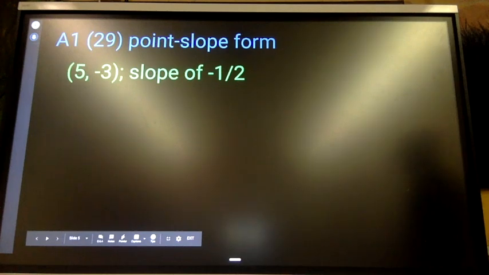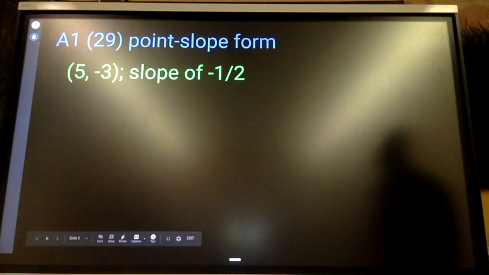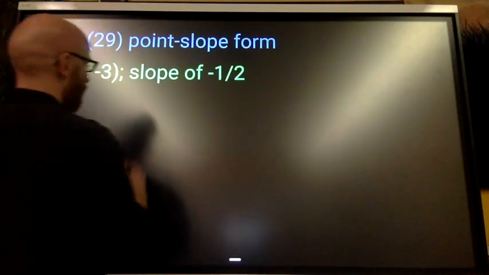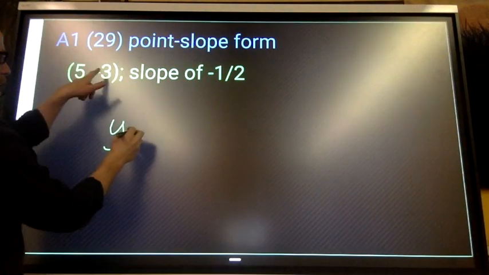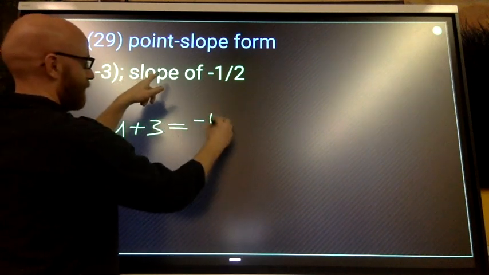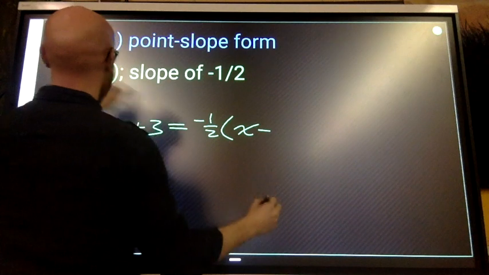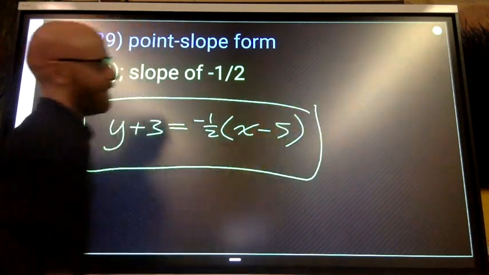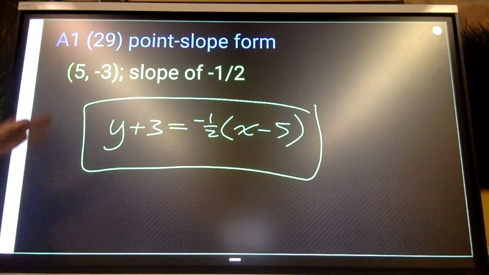Easiest context of them all, if they give me the slope and they give me a point, the reason it's called point-slope form is that's all I need to write the equation. Y minus the y value equals slope times x minus the x value. Alright, that's an equation in point-slope form, as easy as it gets.